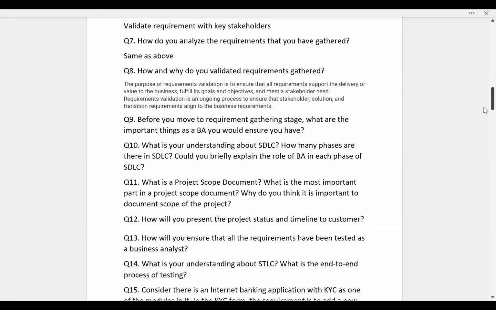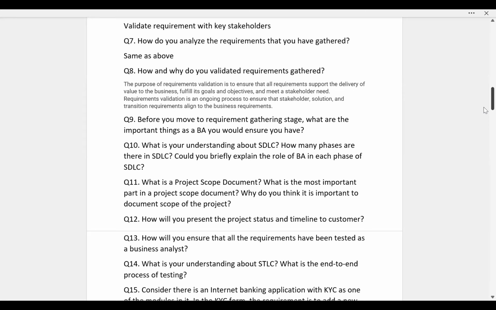Basically, every requirement is tested, so you ensure that as a business analyst. And then you give a UAT to the customer. UAT is nothing but user acceptance testing. It's a demo that you give to the customer, that this is what we have prepared. So in the testing stage, you understood what is the role of a BA.